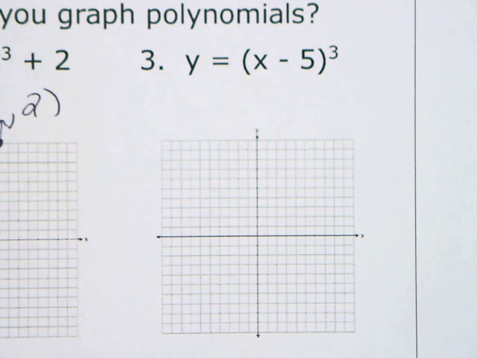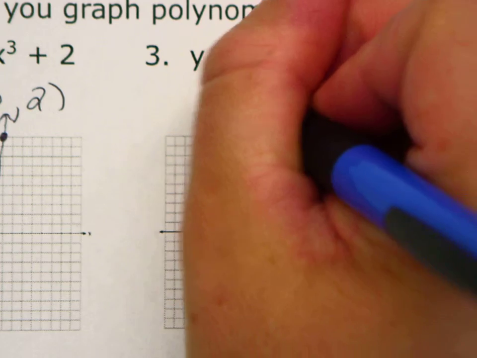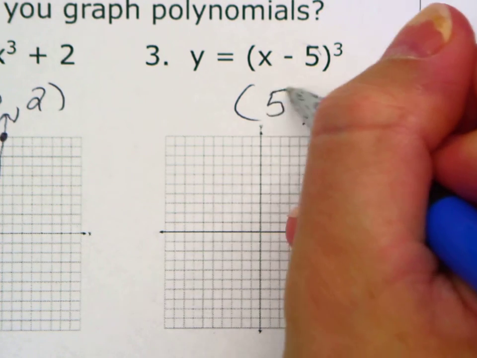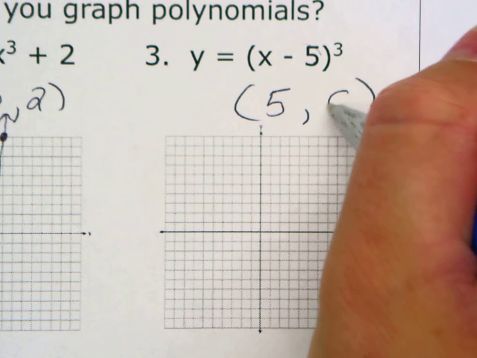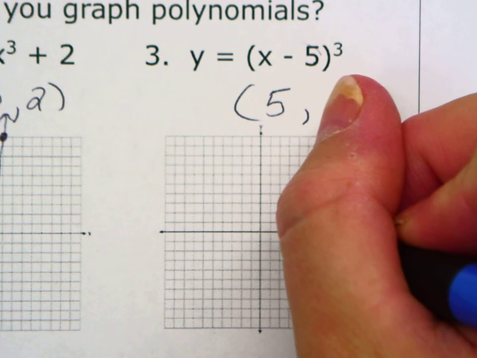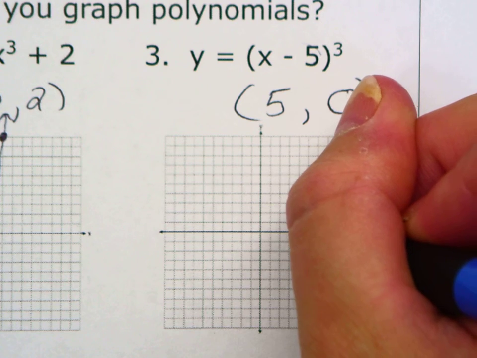Number 3. Pause the video. Try this one on your own. Same process. All right. What's the vertex? The x value. Change the sign. 5 minus 5 is 0. 5, 0. Plot that point. 1, 2, 3, 4, 5.